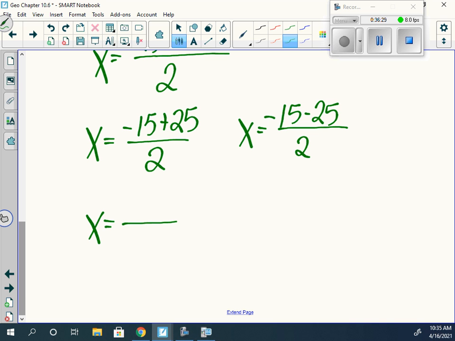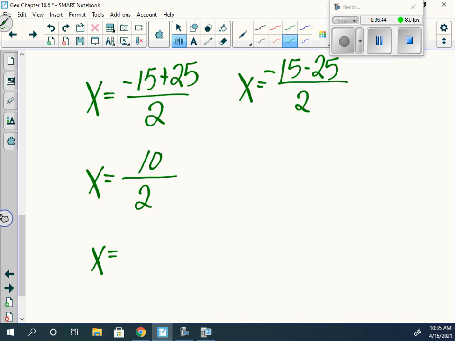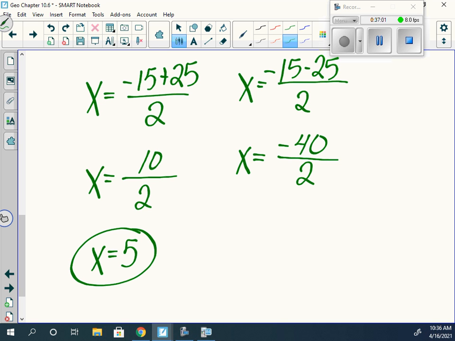And at this point here, we can simplify these down. Negative 15 plus 25 would be 10. And 10 divided by 2 would be 5. In our other case, we'd have negative 15 minus 25, and negative 15 minus 25 would give us negative 40. And if we take negative 40 divided by 2, would give us negative 20.